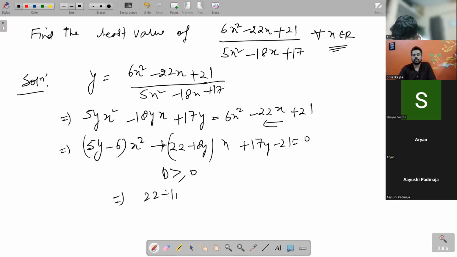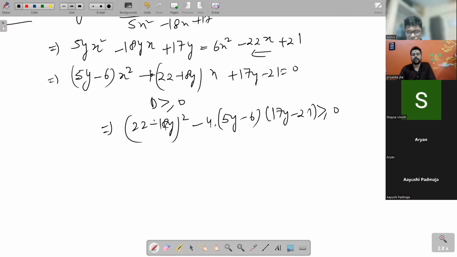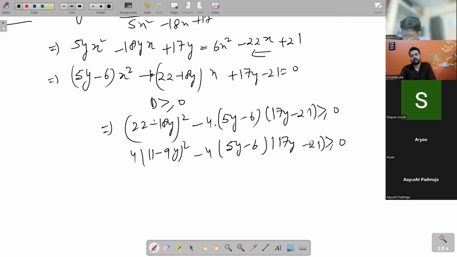So b square minus 4ac. This is what I was saying, the discriminant is more than or equal to 0. Now this is greater than or equal to 0. Solve it. If you take 2 out from here, it will become 4, 11 minus 9y squared minus 4, 5y minus 6, and then 17y minus 21.